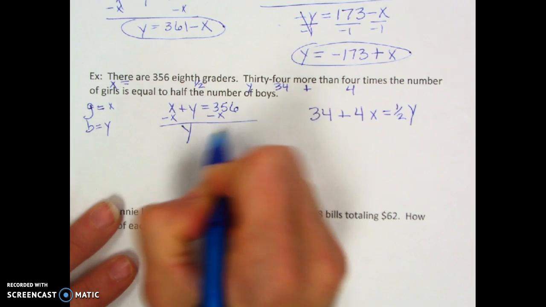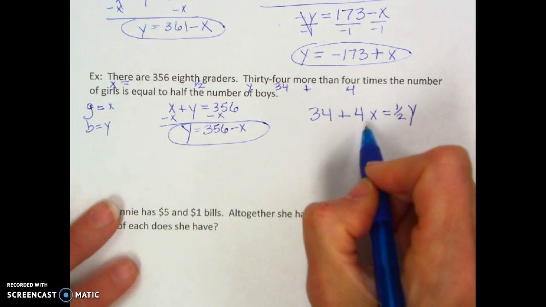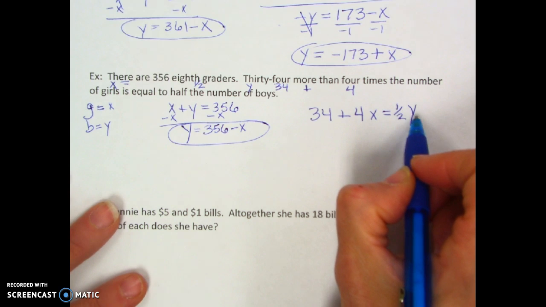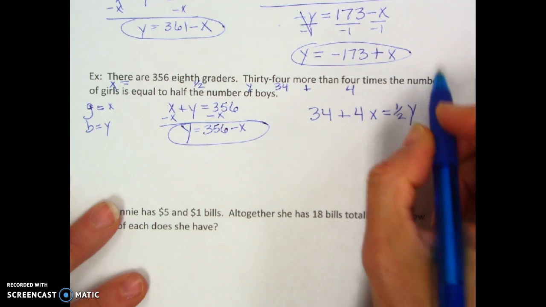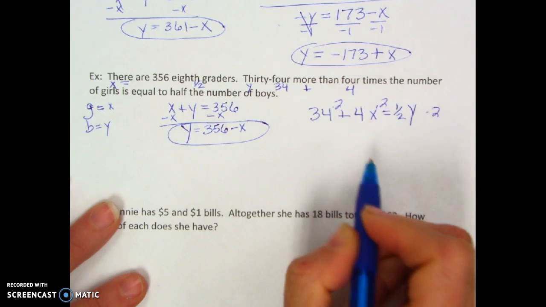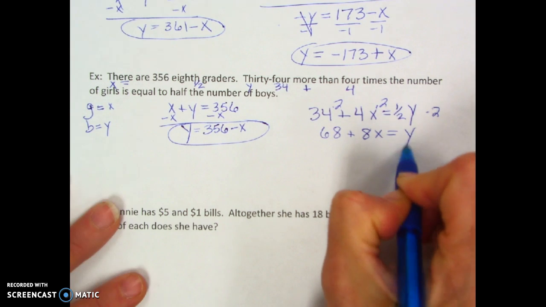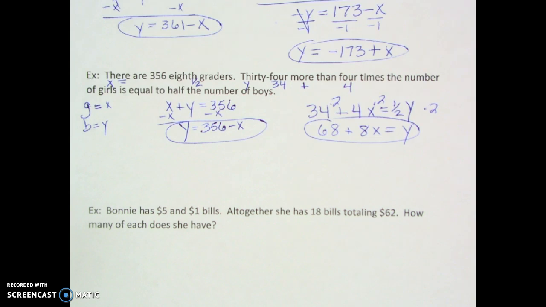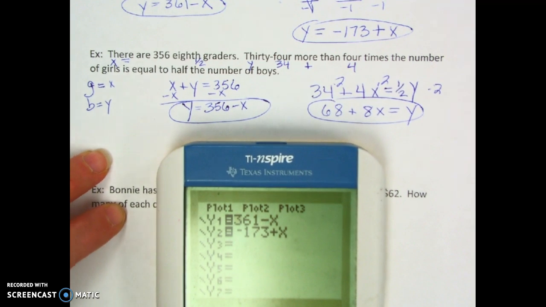If I subtract x on both sides, we get this. Over here, y is by itself on one side of the equal sign. I just have to get rid of that half. If I'm multiplying by half, I can divide by a half to get rid of that, or I can multiply by 2. I just have to remember to multiply by 2 everywhere then. So 68 plus 8x equals plain old y, and there's that equation. So let's go back to our calculator and see if we can graph these.